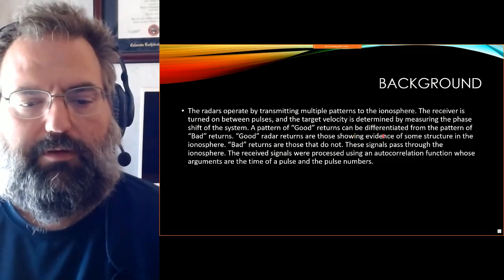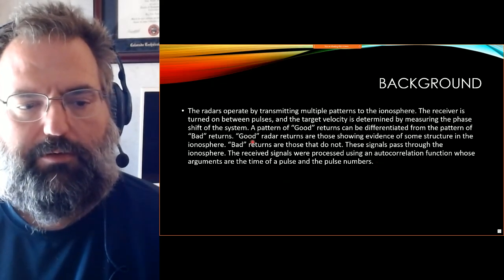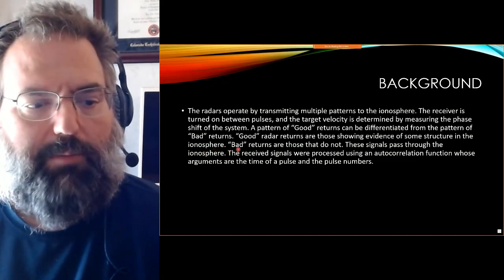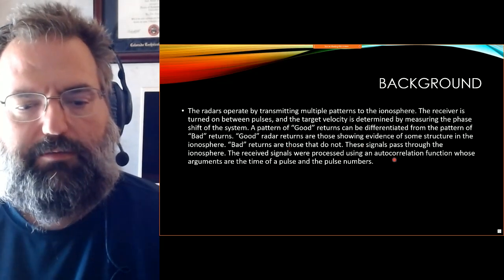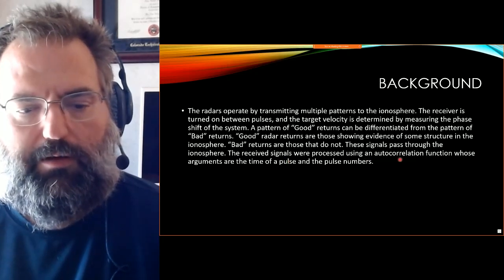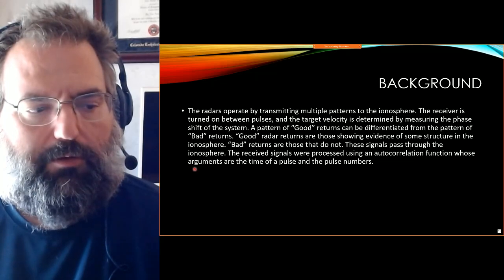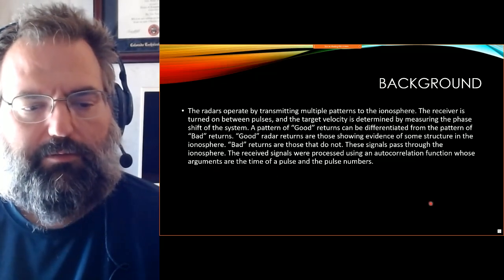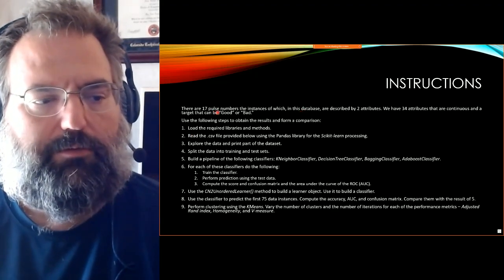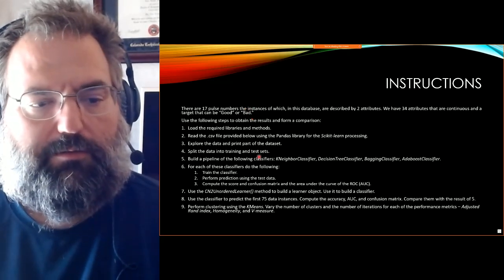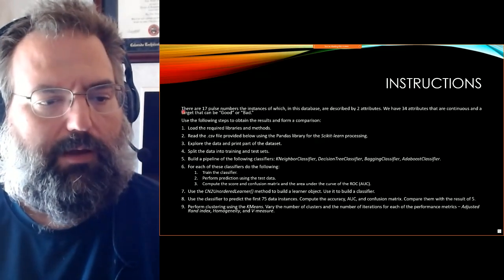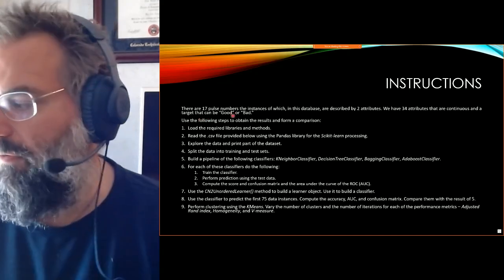A pattern of good returns can be differentiated from a pattern of bad returns. So good returns are those showing evidence of some structure in the ionosphere, so maybe an airplane. Bad returns are those that do not. These signals pass through the ionosphere. The received signals were processed using an autocorrelation function whose arguments are the time of a pulse and the pulse number. So per your instructions, there are 17 pulse numbers, the instances of which in this data set are described by 2 attributes each, and have 34 attributes that are continuous, and our targets are either good or bad.